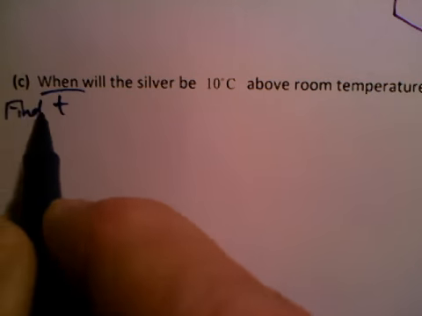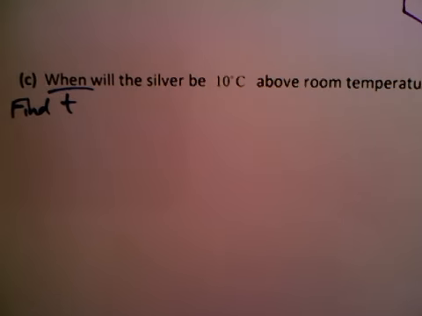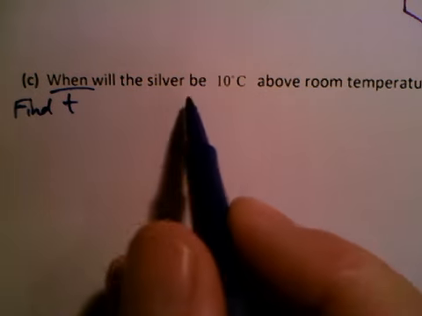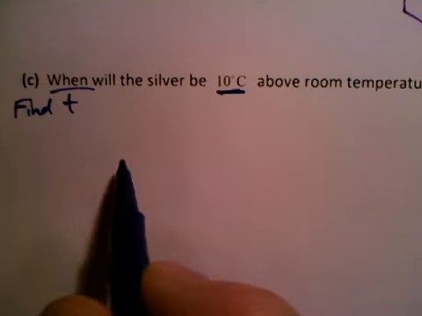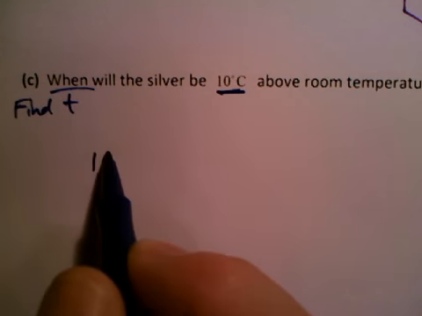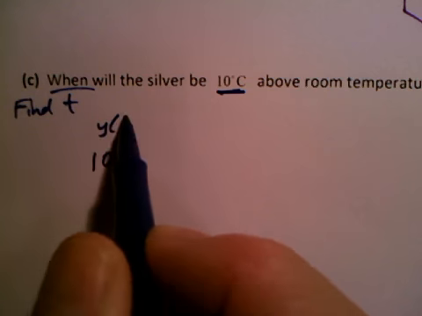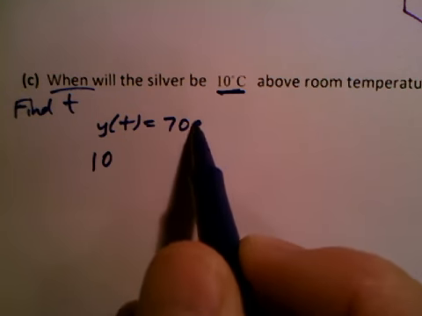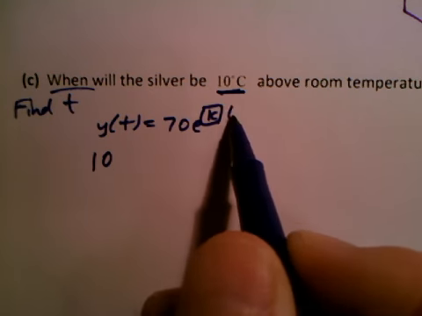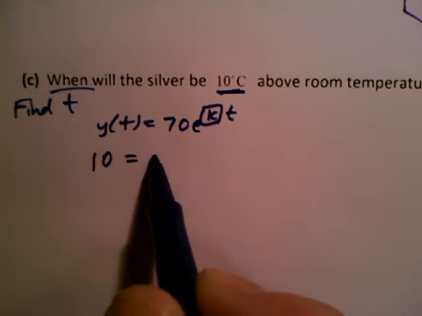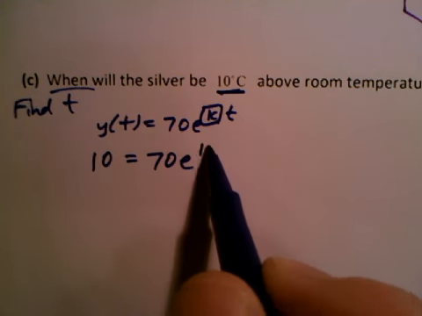Okay, challenging you again to pause the video. If you haven't tried C yet, please go ahead and do that. So we're trying to find T. When will the silver be 10 degrees above? So we want to find T when y of T is 10. Again, y of T is 70 e to the k times T, and we are going to let y of T be equal to 10 and solve this equation.